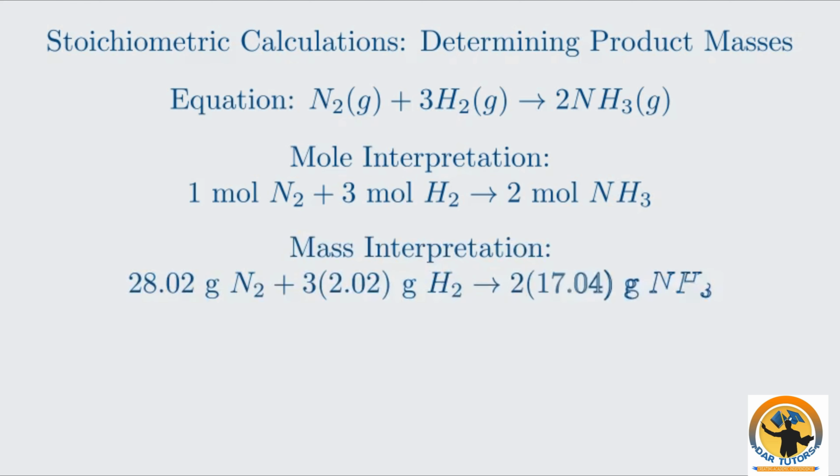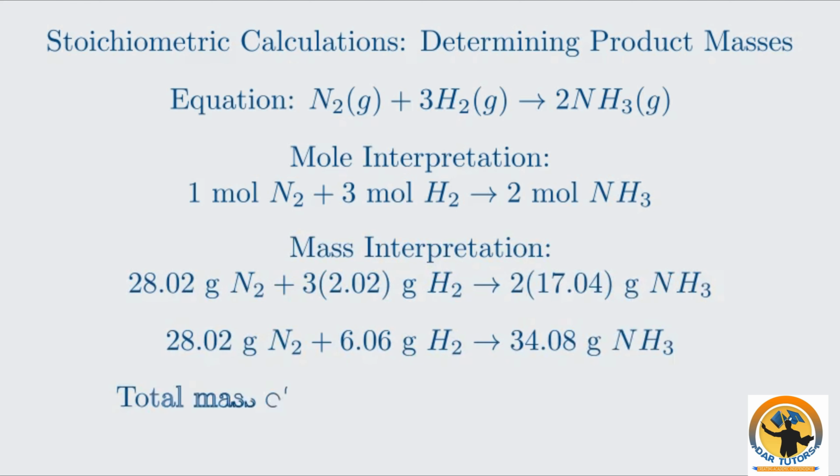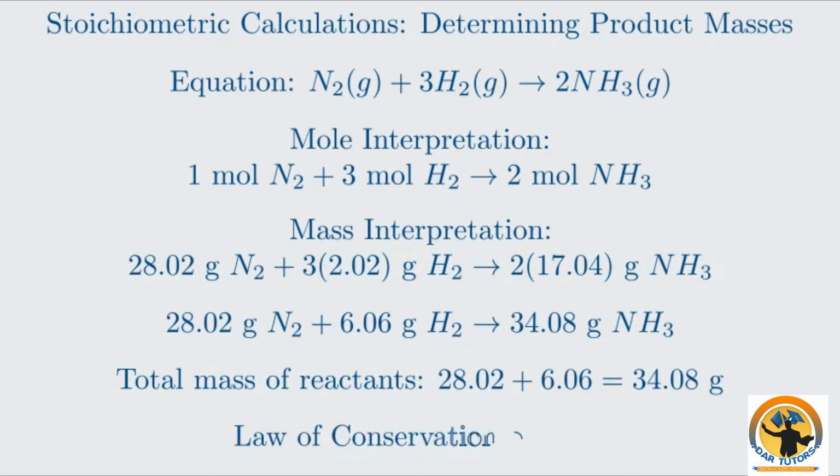So we can say that 28.02 grams of nitrogen reacts with 3 times 2.02, or 6.06 grams of hydrogen, to yield 2 times 17.04, or 34.08 grams of ammonia. Notice that the total mass of the reactants, 28.02 plus 6.06, equals 34.08, which is the mass of the product. This demonstrates the law of conservation of mass.